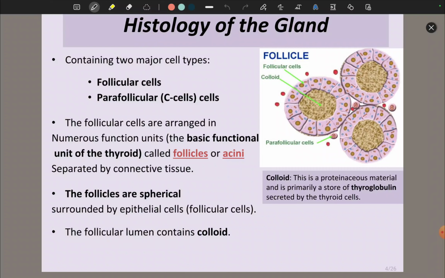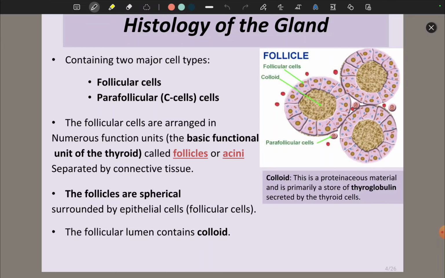Parafollicular cells are not related to thyroid hormone. They release the hormone calcitonin. C cell, for calcitonin, so they are called C cells or parafollicular cells. They secrete calcitonin, which is important for calcium and phosphate metabolism. So today we will discuss the thyroid hormone, not calcitonin. So thyroid hormone is stored here.